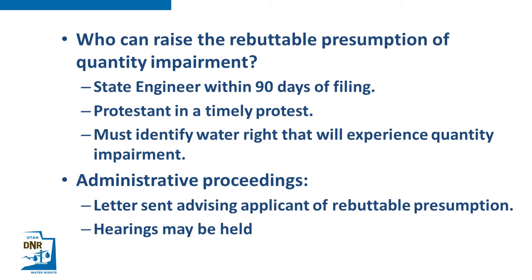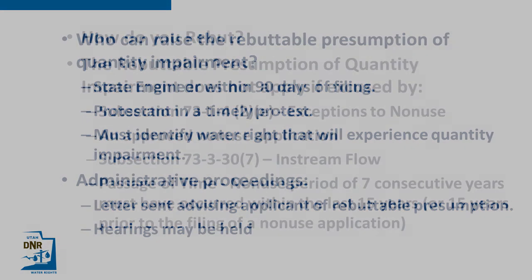application that will experience quantity impairment if the senior water right was put back to use. If a rebuttable presumption of quantity impairment is raised, the change applicant can rebut it by filing documentation showing the water was used according to the right during a period of 7 years, or by filing documentation that excuses the water right from use. This can include an approved non-use application or one of the reasons outlined in Utah Code Section 73-3-8. If the applicant cannot rebut the presumption of quantity impairment or demonstrate how the presumption does not apply, then the application will be rejected.